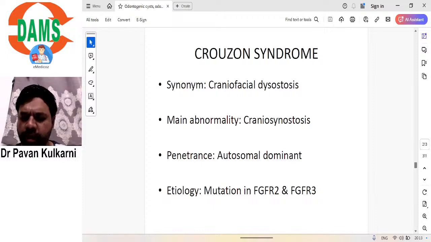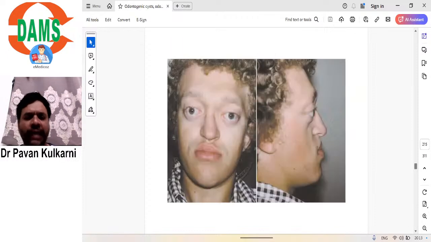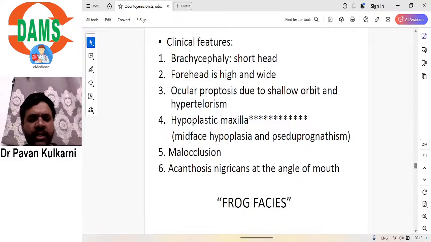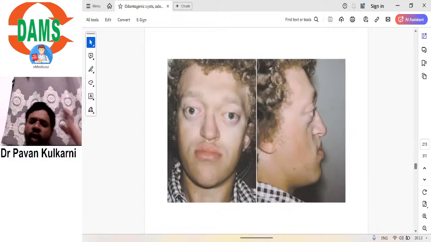Okay, this you need not remember. Now this is Crouzon syndrome. In this patient of Crouzon syndrome, typically the face of these patients is described as frog face. Now in this frog face, try to understand certain things here.